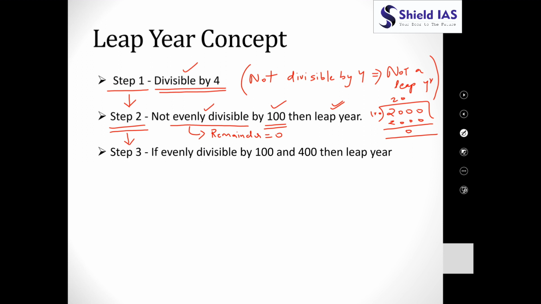In step 3, if the number is evenly divisible by 100, then we will check if it is divisible by 400 or not. If it is divisible by 400, then it is a leap year. If it is not divisible by 400, then it is not a leap year.